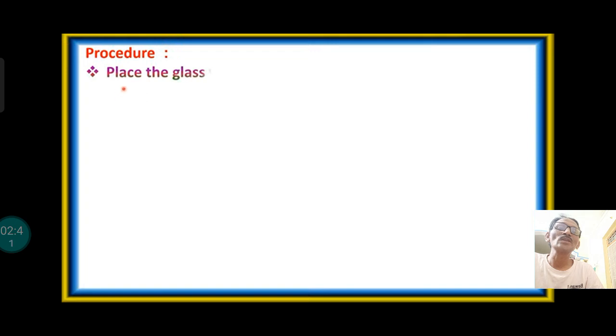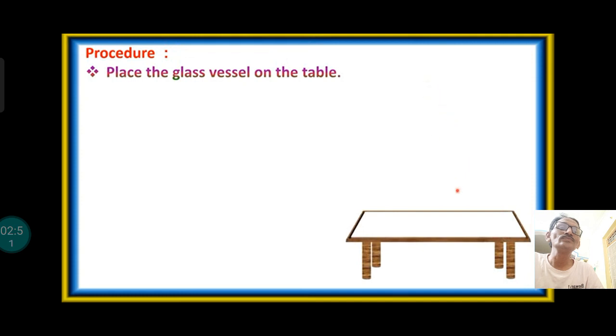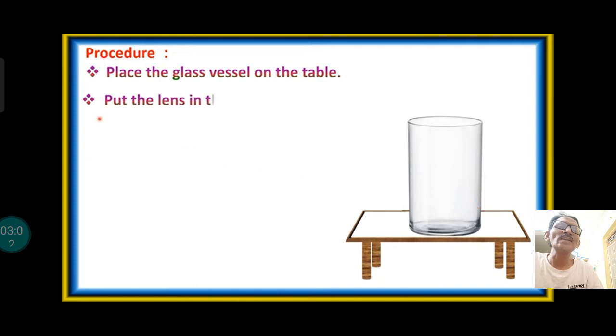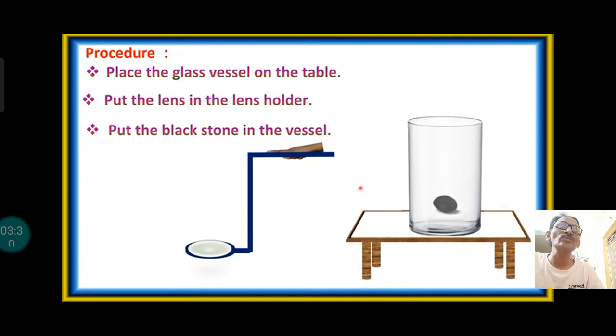Procedure: Place the glass vessel on the table. Put the lens in the lens holder. The convex lens of known focal length 10 centimeter should be placed in the lens holder. Put the black stone at the bottom of the vessel.